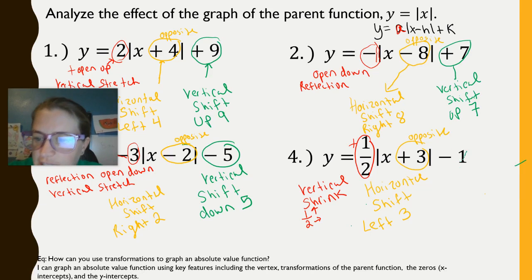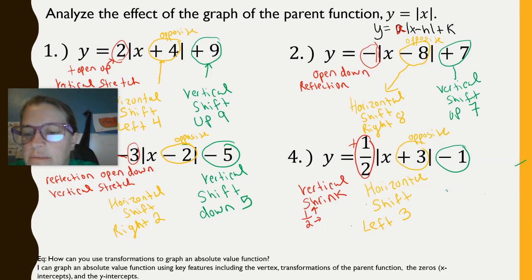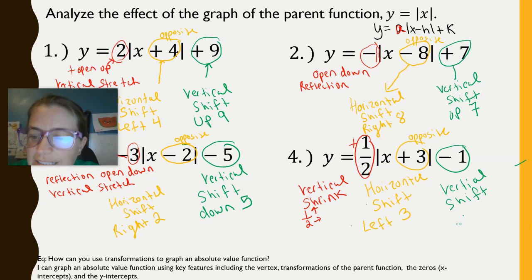And then this one at the end is going to be a vertical shift down 1 unit because it's a negative.